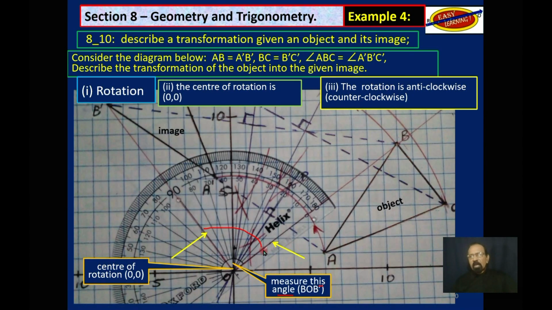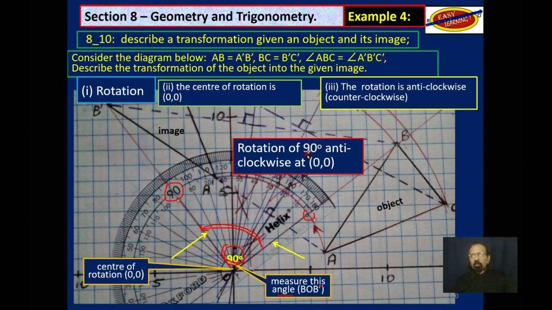And now we will measure this angle from here to there. And what do we get? 90 degrees. So it's a rotation of 90 degrees anti-clockwise at 0, 0. Now you could write it in notation form as this, that the object points map onto the image points through a rotation at 0, 0 of 90 degrees anti-clockwise.